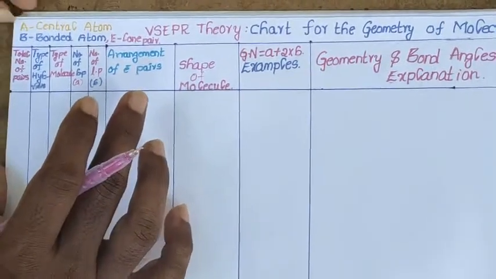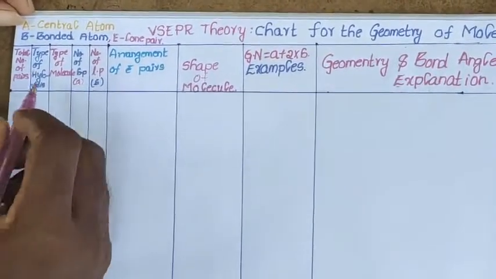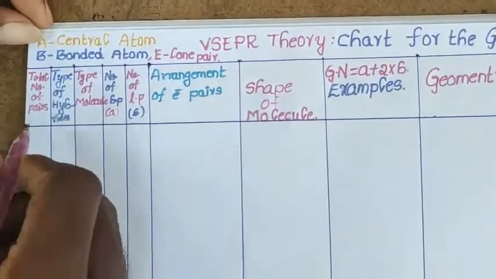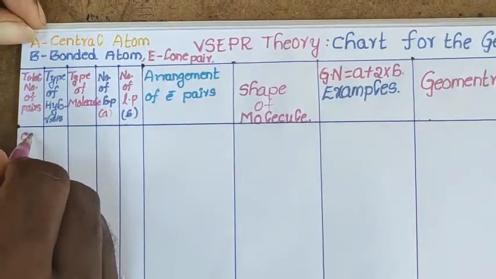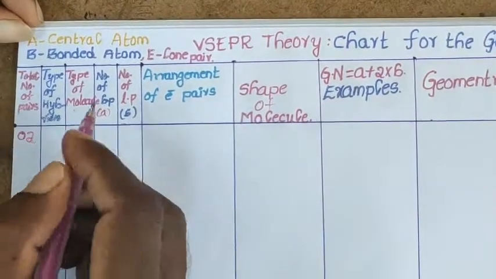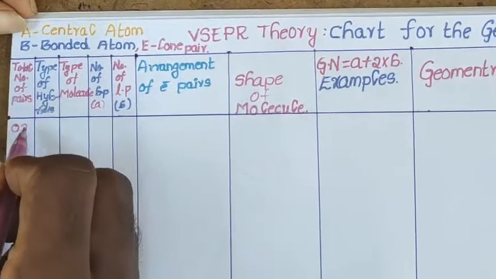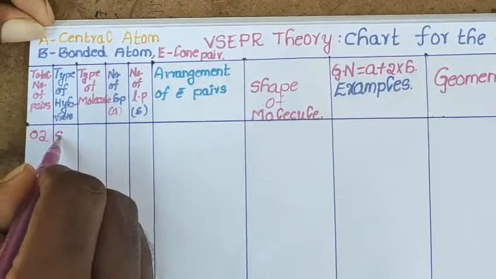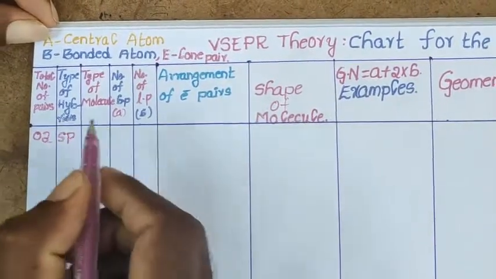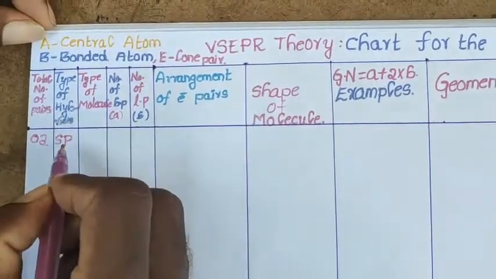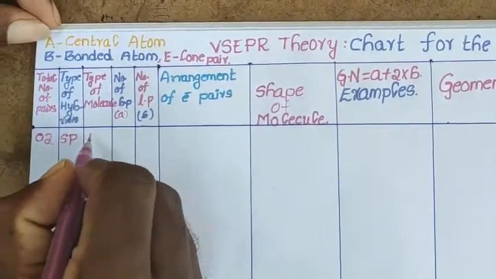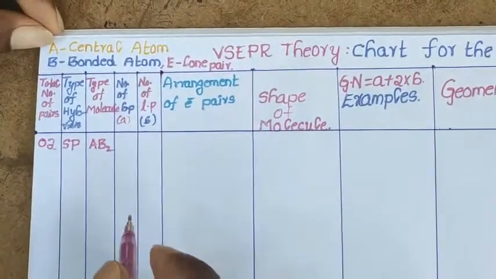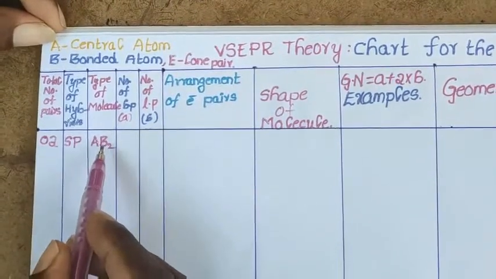Okay students, look at that. First one is total number of pairs. The starting number is 2. If the number of pairs is 2, what is the hybridization? The hybridization is sp. Type of molecule in sp is AB2. AB2 is the type of molecule.